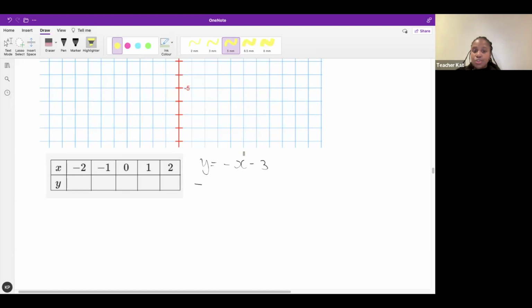Being linear has to do with my exponent. Does this x have an exponent? No. So then this graph is? The graph is what? It's linear. Remember, linear only has to do with the exponents. Now I'm going to ask, is it increasing or decreasing? And this time you look in front of the x. Is it increasing or decreasing? There we go. It's a decreasing graph.